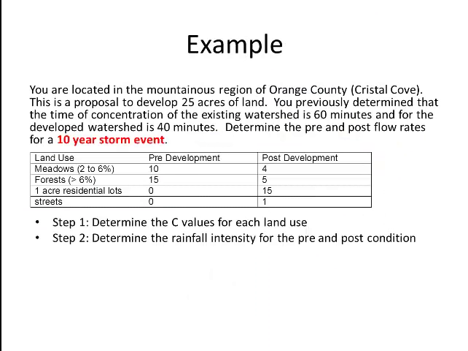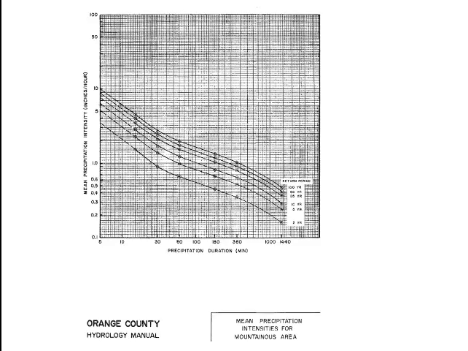Next, we need to determine the rainfall intensity. This is done by going to the Orange County mountainous IDF curve. For each travel time, you will find the rainfall intensity. Thus, for the existing condition or pre-developed condition, we go to 60 minutes, and for a 10-year storm event, we have a rainfall intensity of about 1.25 inches per hour.